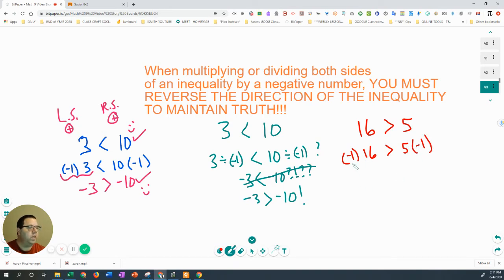So -1 times 16 is -16. So now we have to flip the sign to make sure this is true. 5 times -1 is -5. And this is true. Without flipping the sign, it would not be true. It started out as true. It must end in truth. You can't start with truth and end in a lie. So if there's an adjustment to be made, then you make the adjustment in math. It's as simple as that.